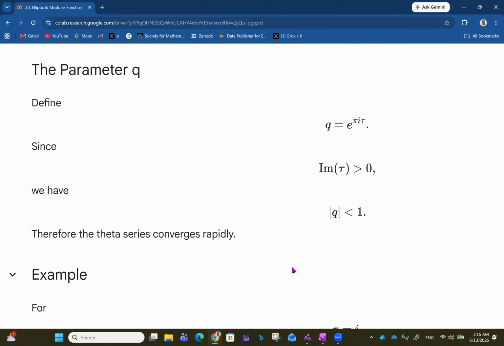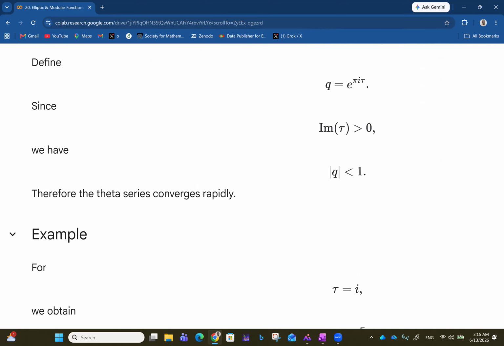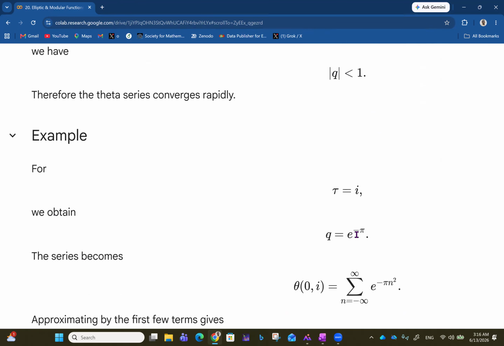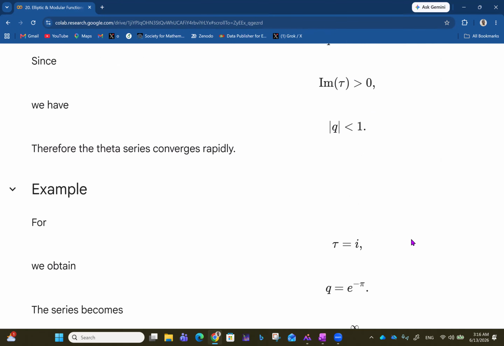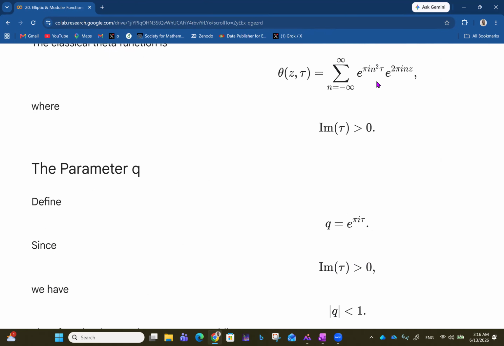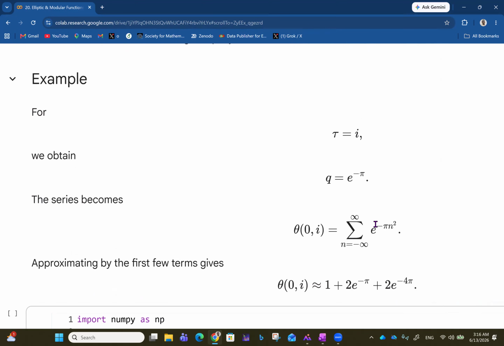Okay. Then an example of this would be: if you have tau to be i, we obtain q, because tau is i, so we have i squared up there. So q will be e raised to minus pi, because i squared is minus 1. And then the series becomes theta of 0 comma i, and that is the summation from minus infinity to infinity of e raised to minus pi n squared. That's following the theta expression we have here.